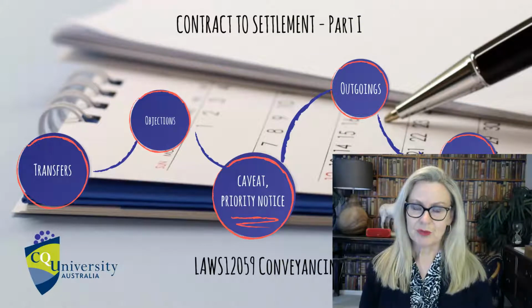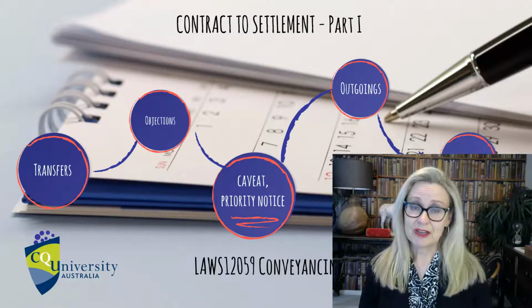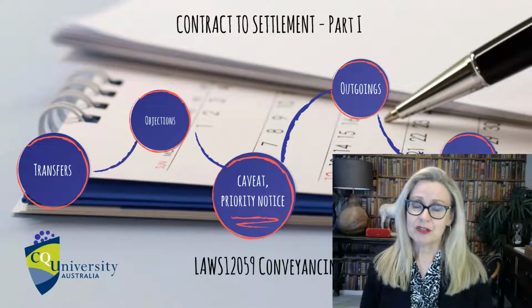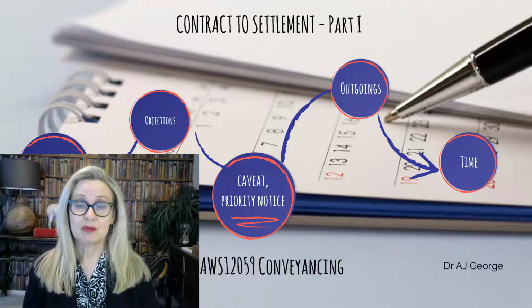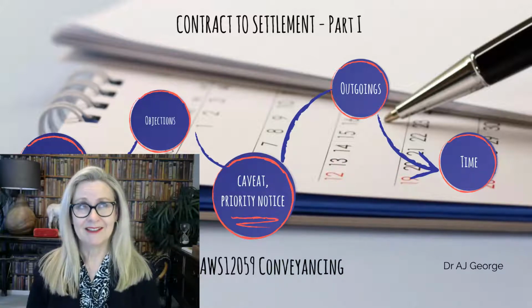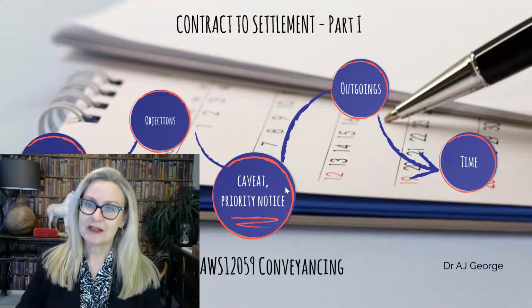In the first video, we covered the issue of transfers. We had a look at the documentation required there. We had a look at objections to conveyance, the form of conveyance. We had a look at caveats and priority notices, and now we will look at outgoings, and we'll finish up on time. Hopefully we'll finish on time. Okay, so looking at outgoings.